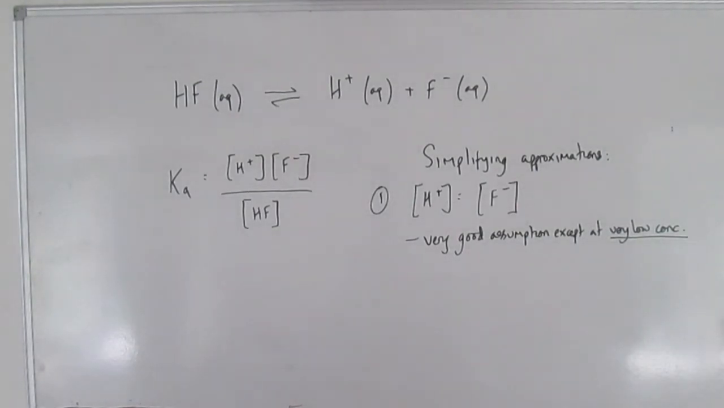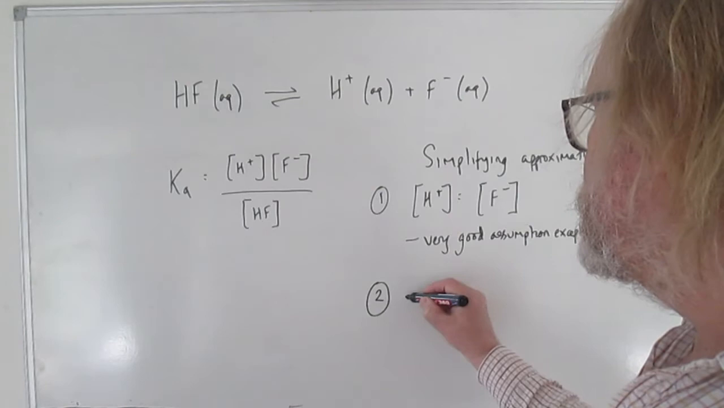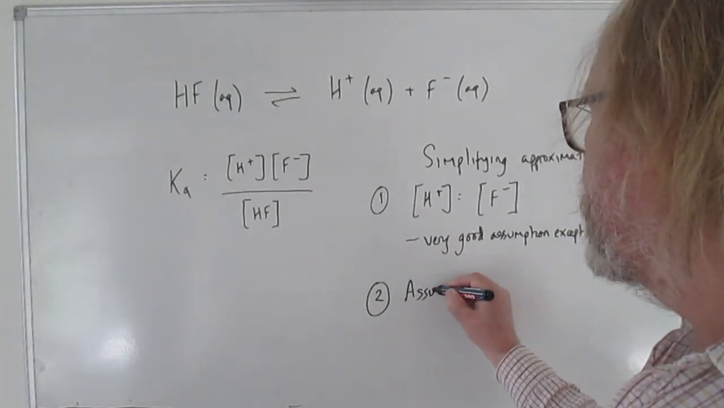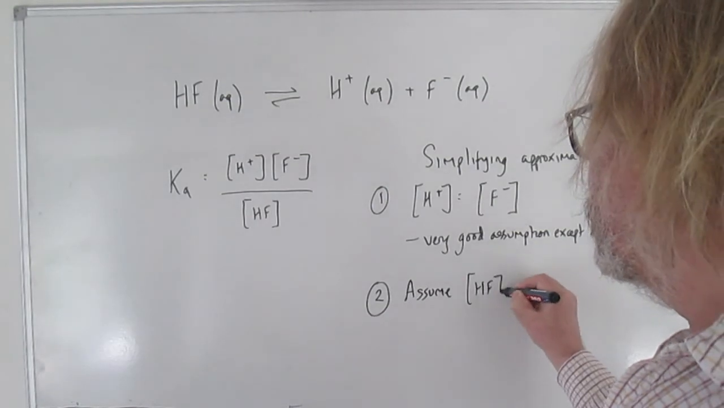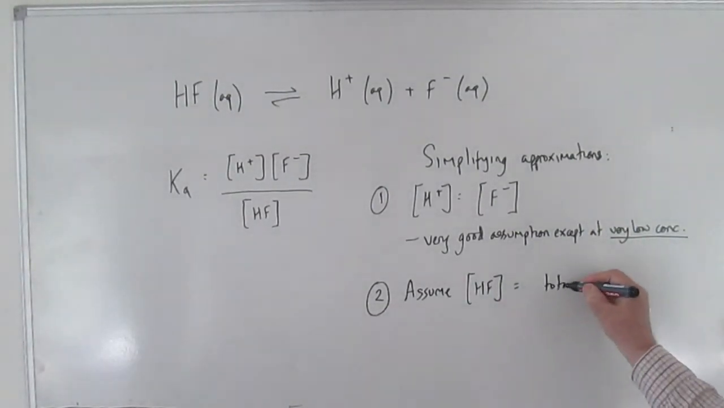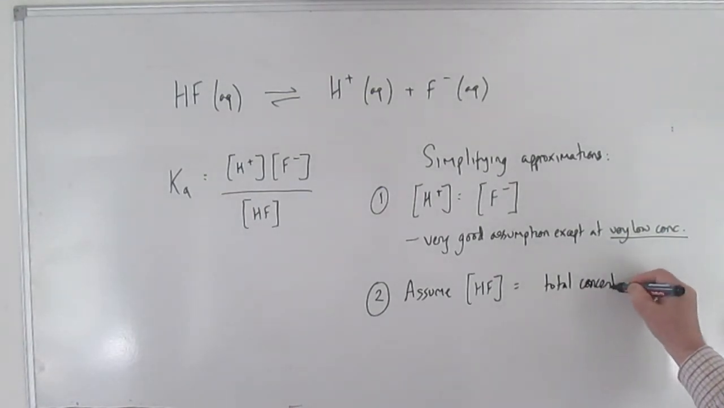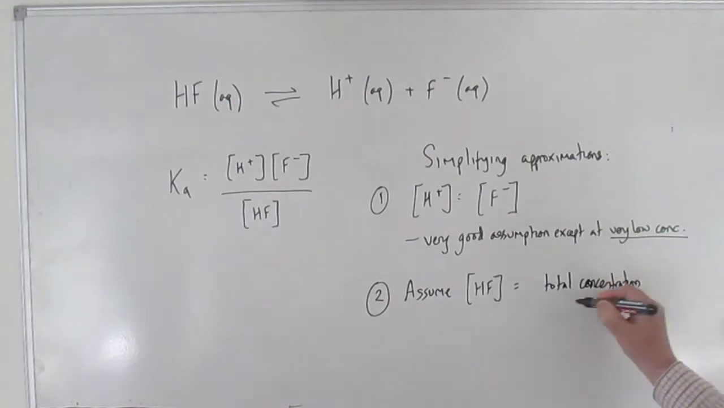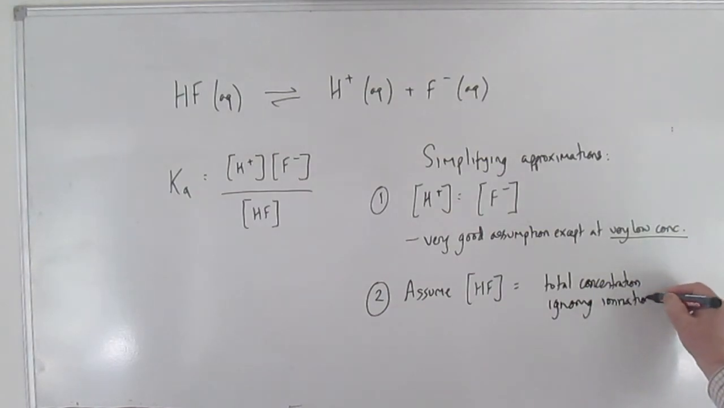So what we do instead to avoid the quadratic equation is we make our second simplifying assumption, which is to assume that the concentration of HF is equal to the total concentration, ignoring ionization. That's slightly confusing, so let me just explain what I mean by that.